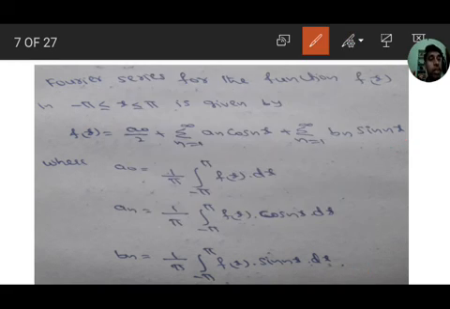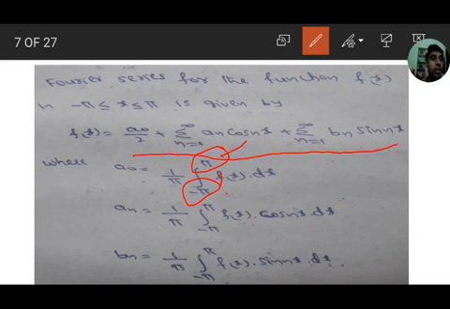If it is defined on c to c plus 2 pi, the lower limit of integration is c and the upper limit is c plus 2 pi. If it is defined on 0 to 2 pi, the lower limit is 0 and the upper limit is 2 pi. If it is defined on minus pi to pi, the lower limit is minus pi and the upper limit is pi. Remaining same. And the Fourier series is the same: f of x equal to a naught by 2 plus sigma n equal to 1 to infinity a n cos nx plus sigma n equal to 1 to infinity b n sin nx. Remaining same.